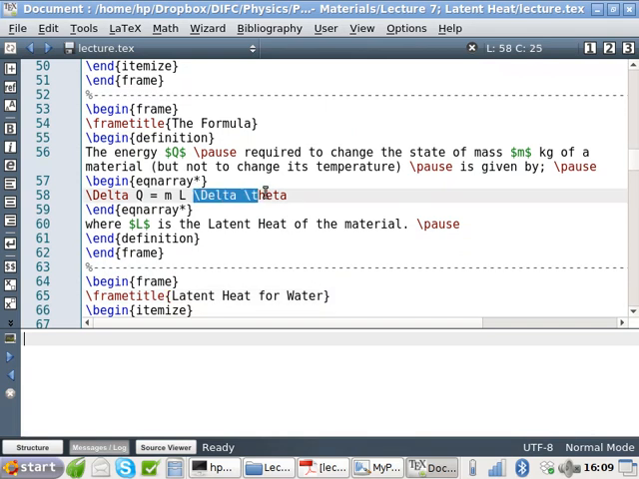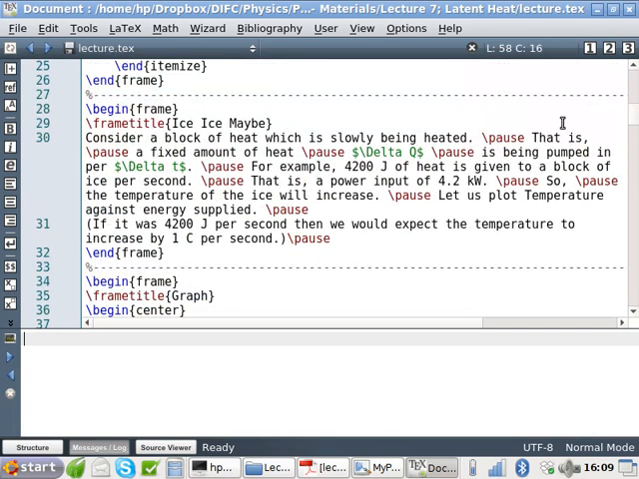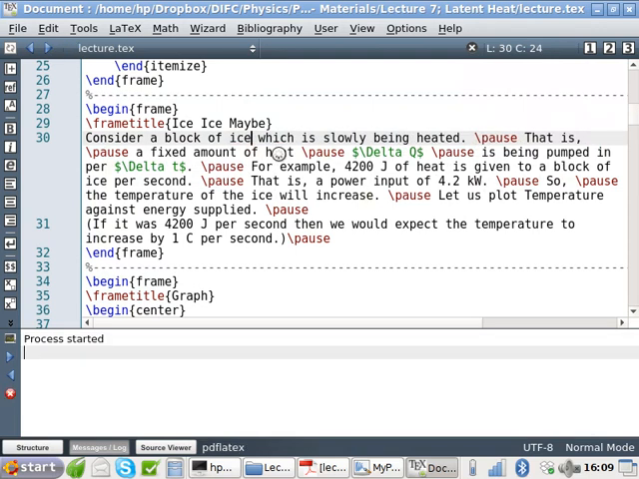You don't need this delta theta business here. And what else do I need to change? The latent heat, wasn't it? Yes. State. I changed state, don't worry.